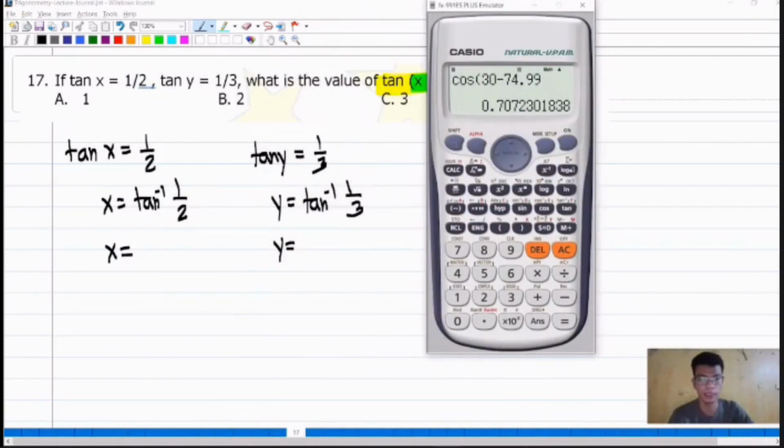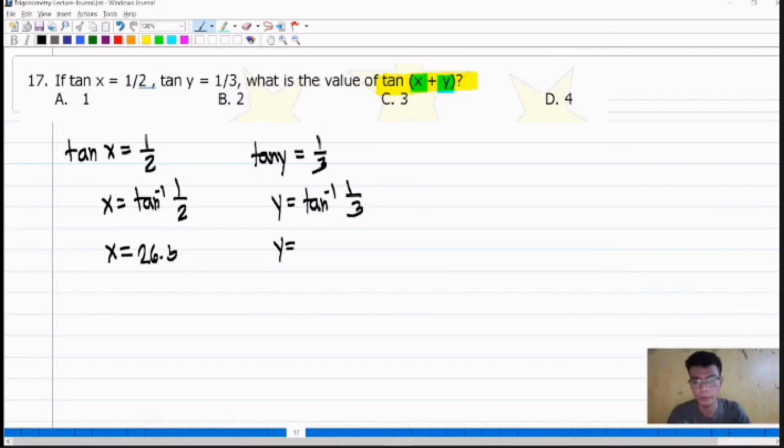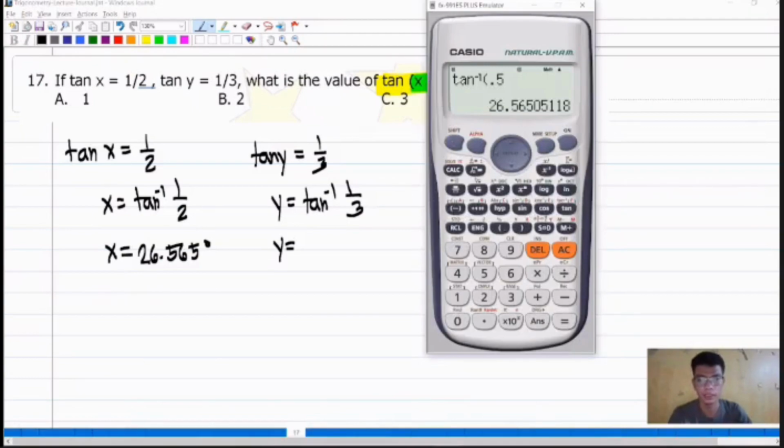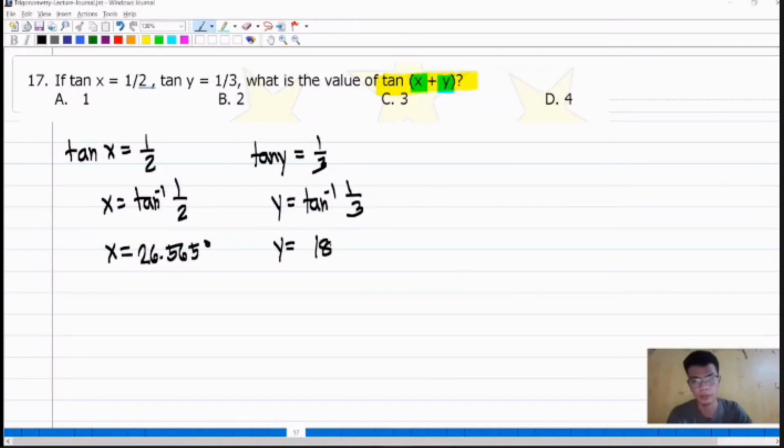Let us find the values of the variables. Shift tangent, that is the arctan of 0.5, or our 1/2, which gives 26.565 degrees. While the value of y is shift tangent of 1 divided by 3, or 1/3, and this is 18.435 degrees.